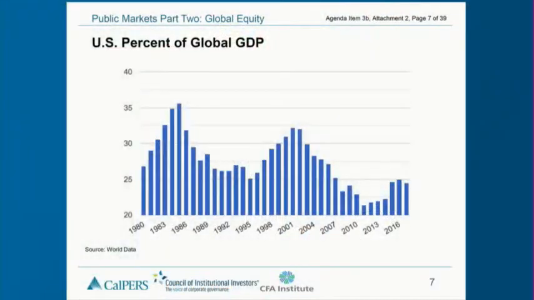As suggested, I'm a little windy sometimes. This is a chart which shows the U.S. share of GDP, and really what we're talking about here is the rationale for going global in your equity allocation. The U.S. share in the 80s was over 35%. Now it's under 25%. What does that suggest?